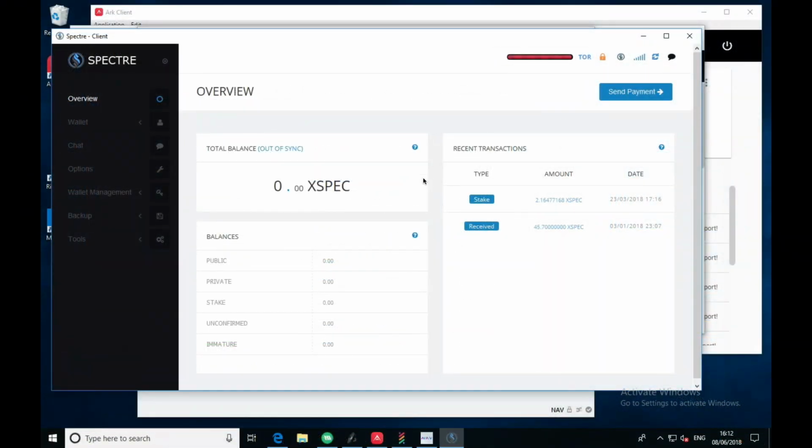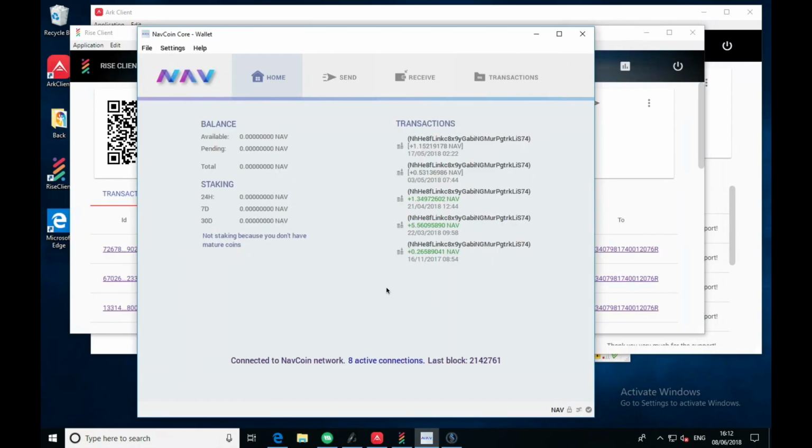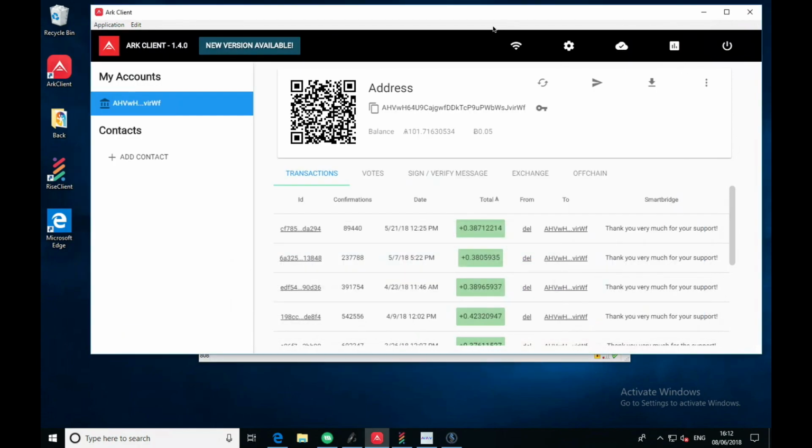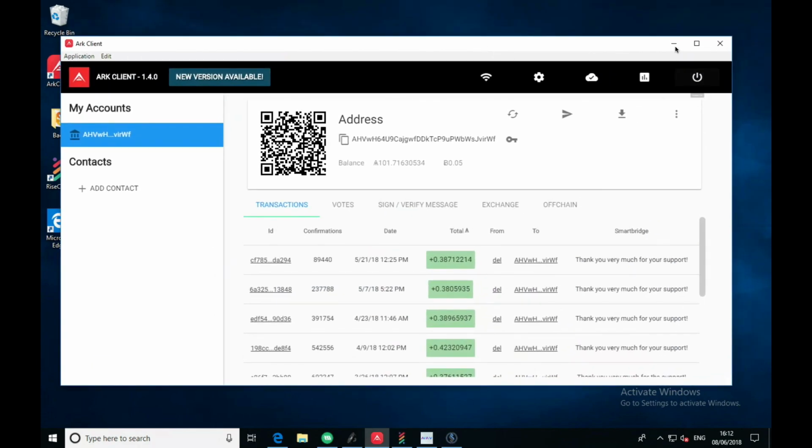So here's our next batch of wallets, and we have SpectreCoin, and we do not have any stakes here, although it is downloading its blockchain at the moment. Navcoin, we don't have any stakes here, although there was a redundant one been made here, unfortunately. Rise client, zero stakes for this one. Arc, we have no stakes for this one also.